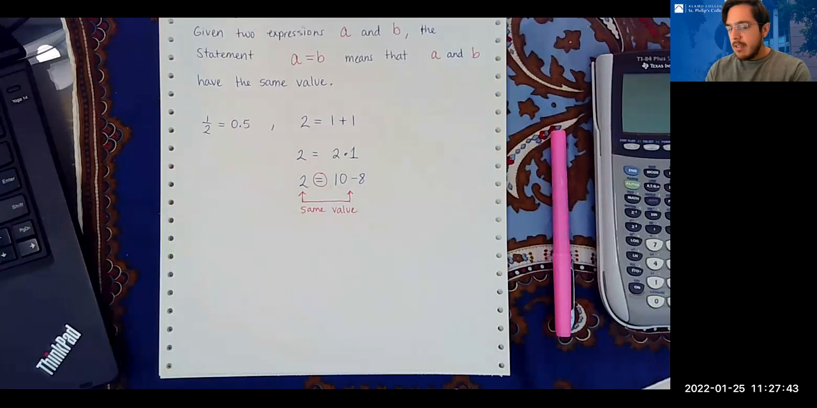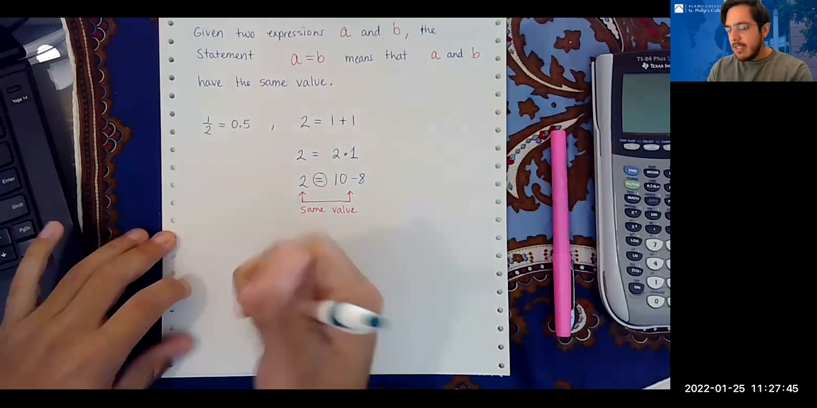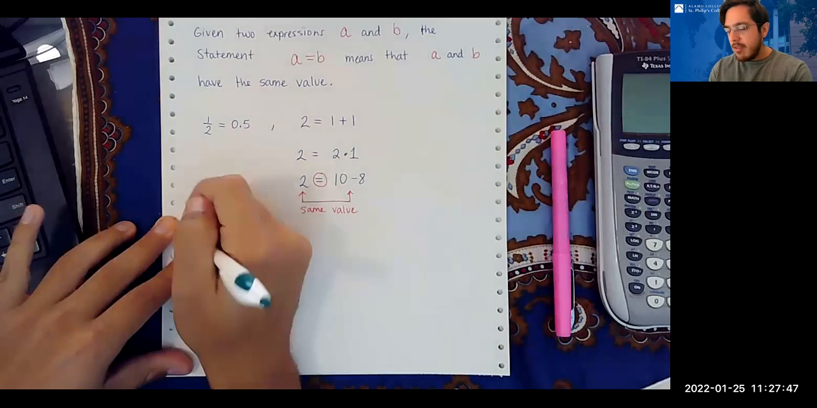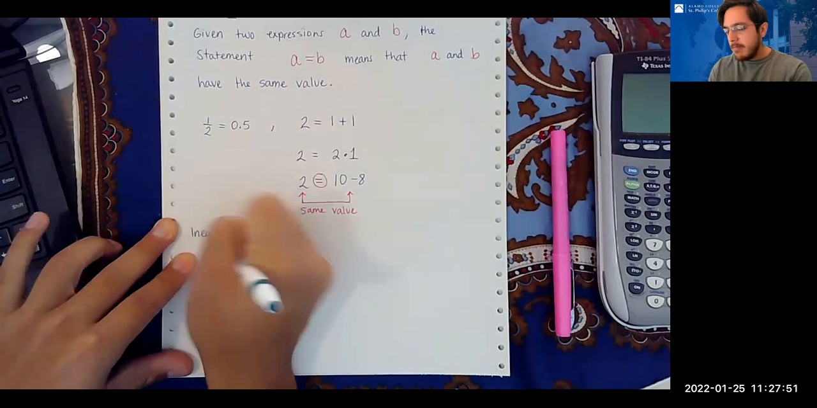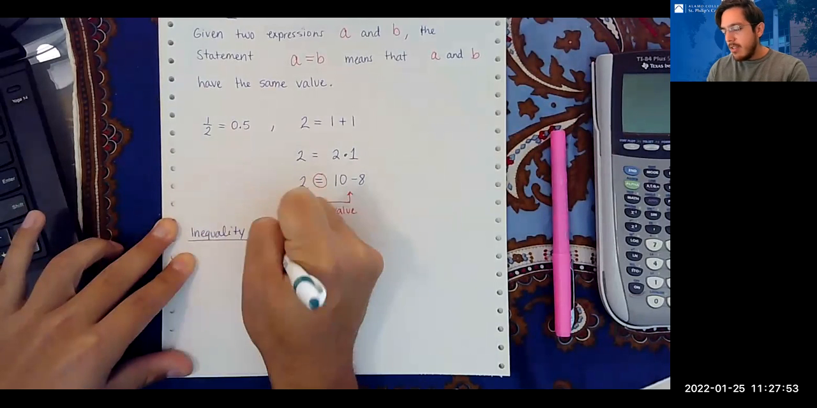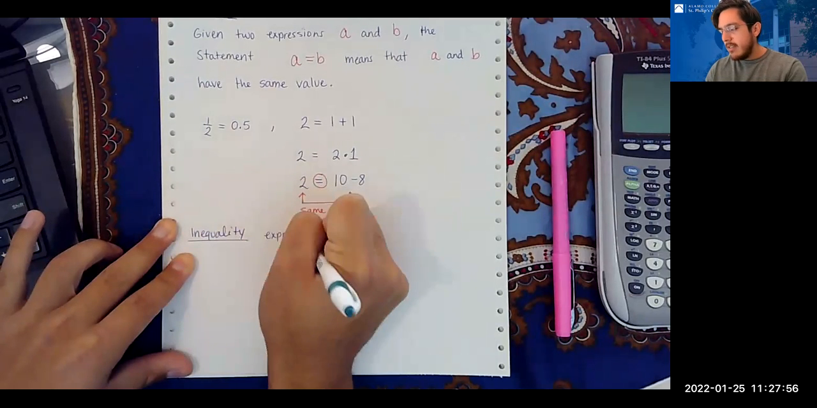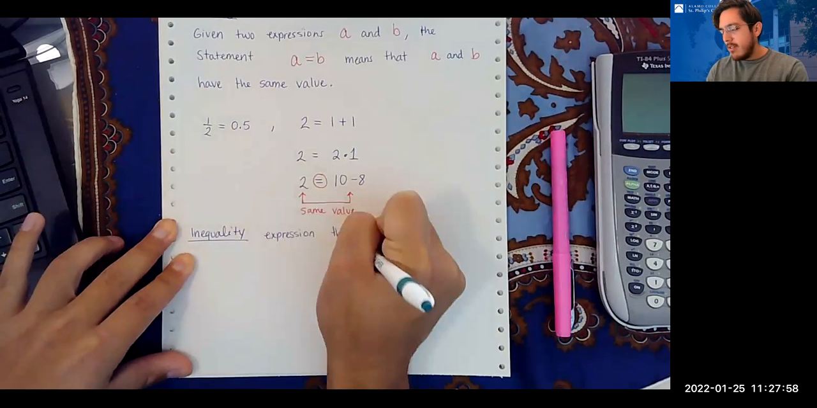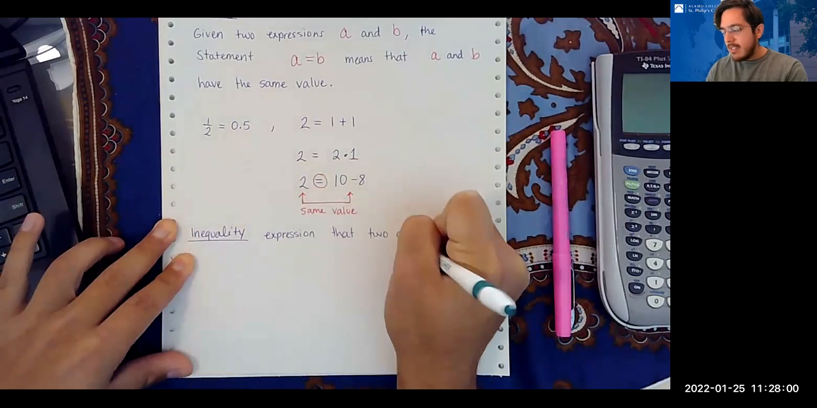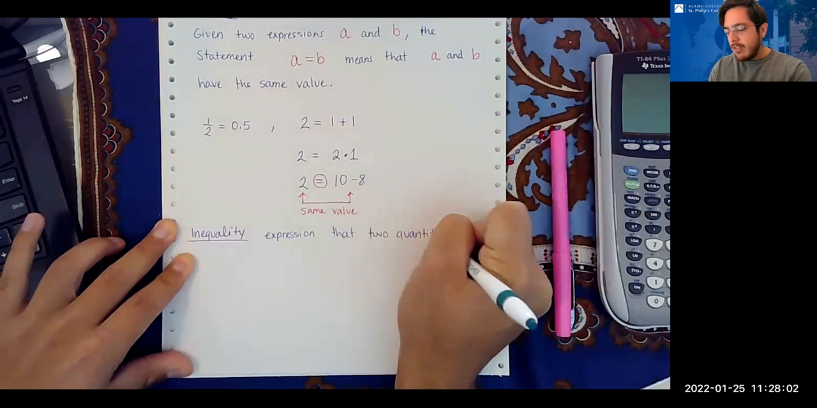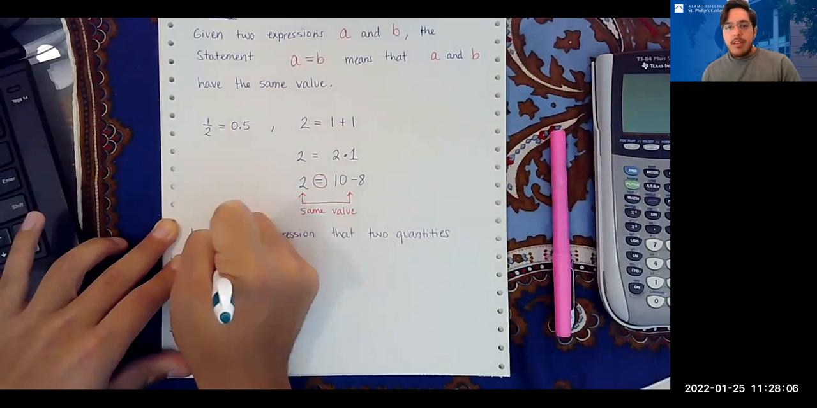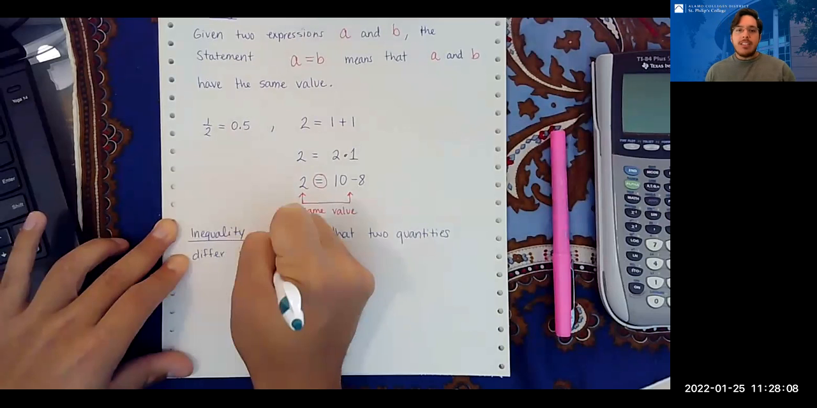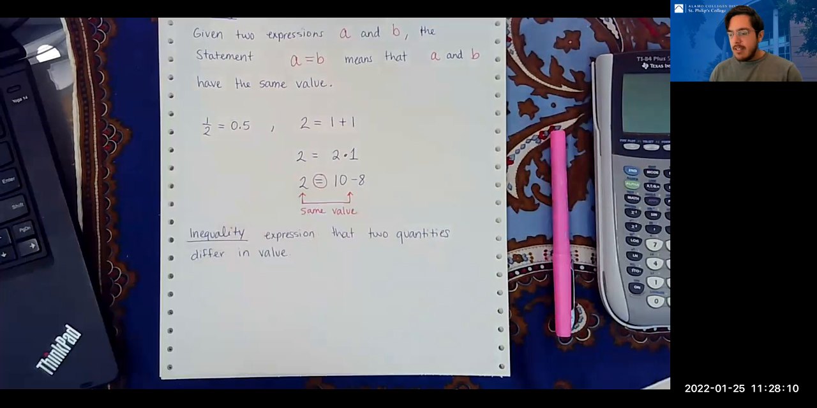Okay. An inequality is an expression that two quantities, or two things, differ in value. But when things differ in value, we can talk about them in different ways. So you might see symbols like this.